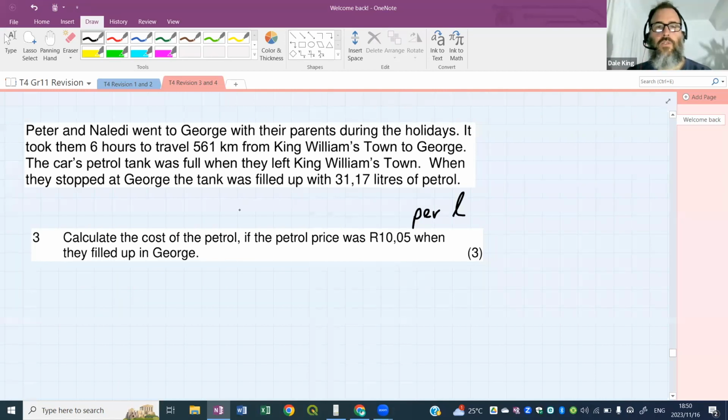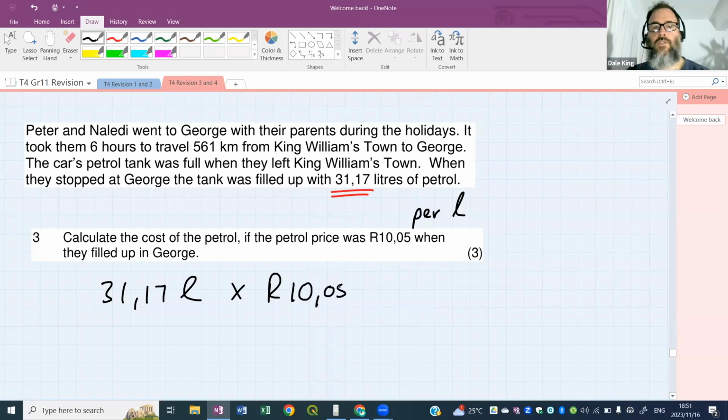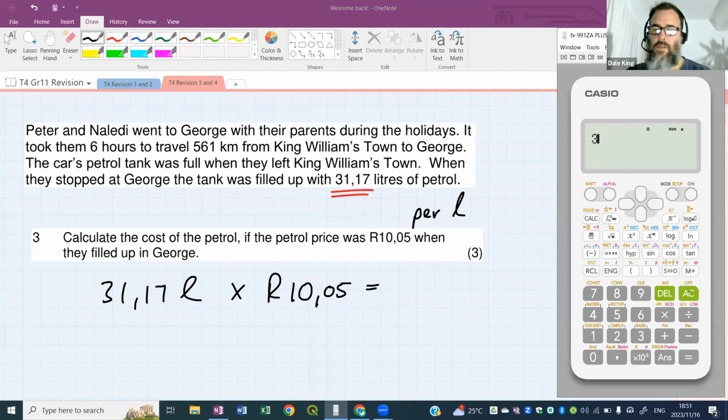All right, so first of all, how much petrol did they put up in George? Now, some of you might have worked out for a full tank, but we know that they only put in 31.17 liters of petrol in George. So that's the amount of petrol that we've got to work with. It's 31.17 liters, and each liter costs 10 Rand and 5 cents. So it's 31.17 times 10.05.